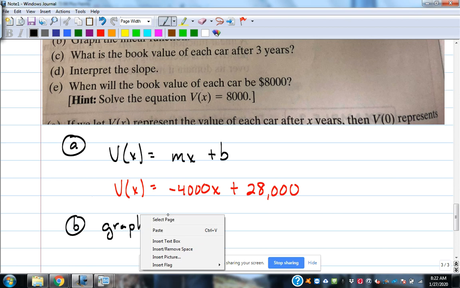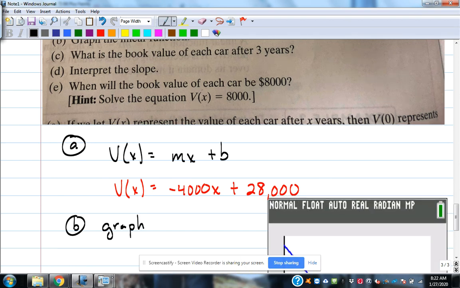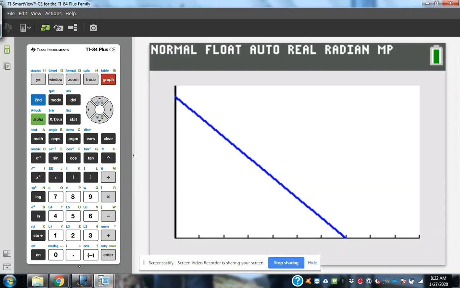Now, how do you get your calculator back to normal after you've done that? That's the part most of us will want to do eventually. So how do you get your calculator back to the 10 by 10 window like we usually have? Anybody know?